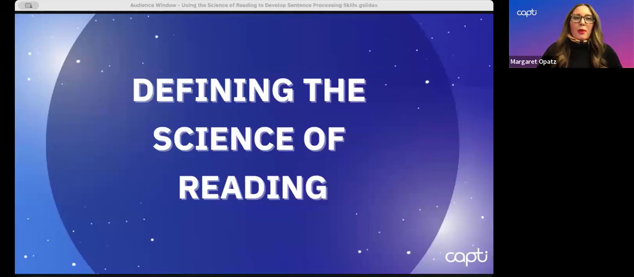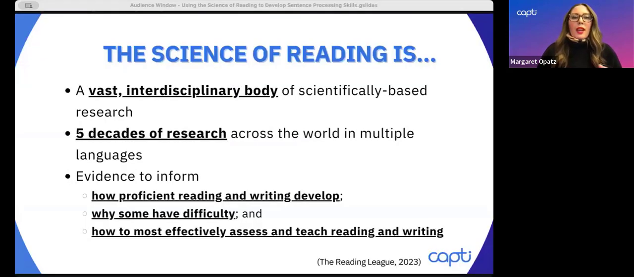I mentioned that you're probably familiar with the phrase the science of reading. And what this really is, we have decades of research that really comes from this interdisciplinary body of research. So it's coming from not just education, but also linguistics and cognitive sciences. And the research is really vast. It's been conducted across the world and in multiple languages. And really, the outcome is that we are using the evidence from all of the research that has occurred in the past to really inform our understanding of how proficient reading and writing develop.